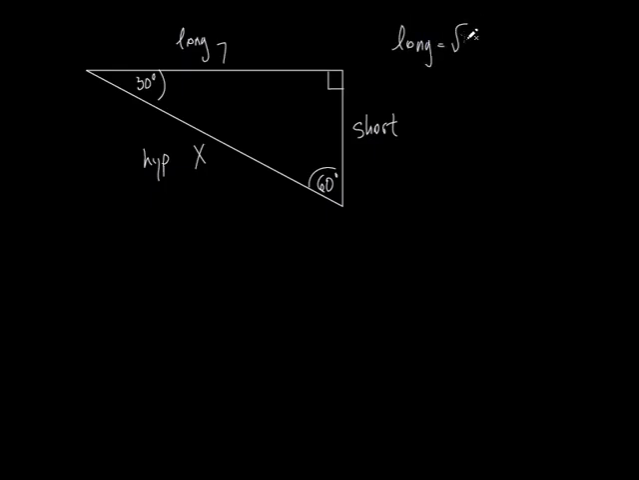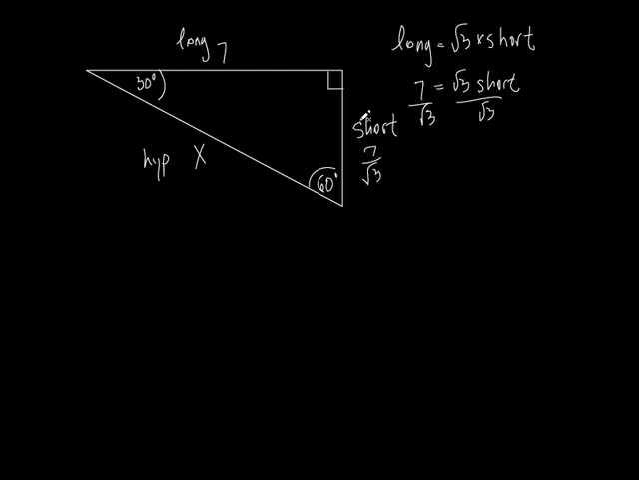The long side is the square root of 3 times the short side. So which one do we know? We know the long side, right? So put a 7 right there, equals the square root of 3 times the short side. Don't know what that is, I just put the word short right there. How do I get short by itself? Divide by the square root of 3, just like Jake said earlier. Okay, that's the short side, 7 divided by the square root of 3.